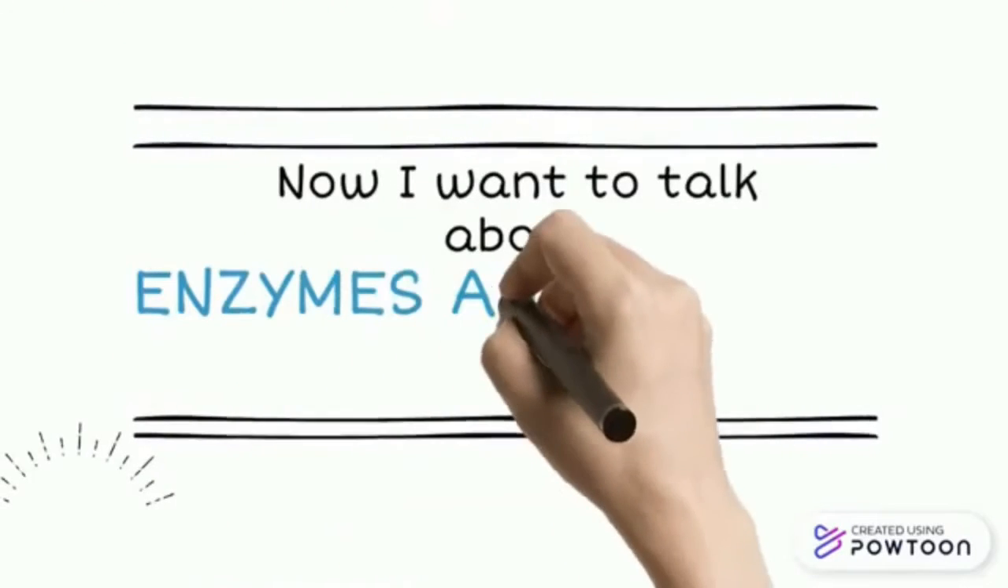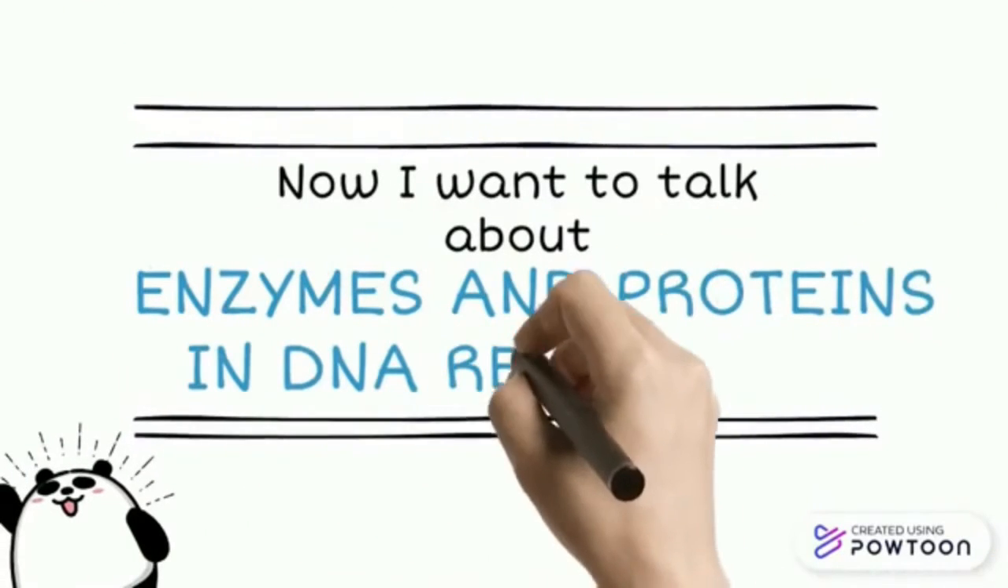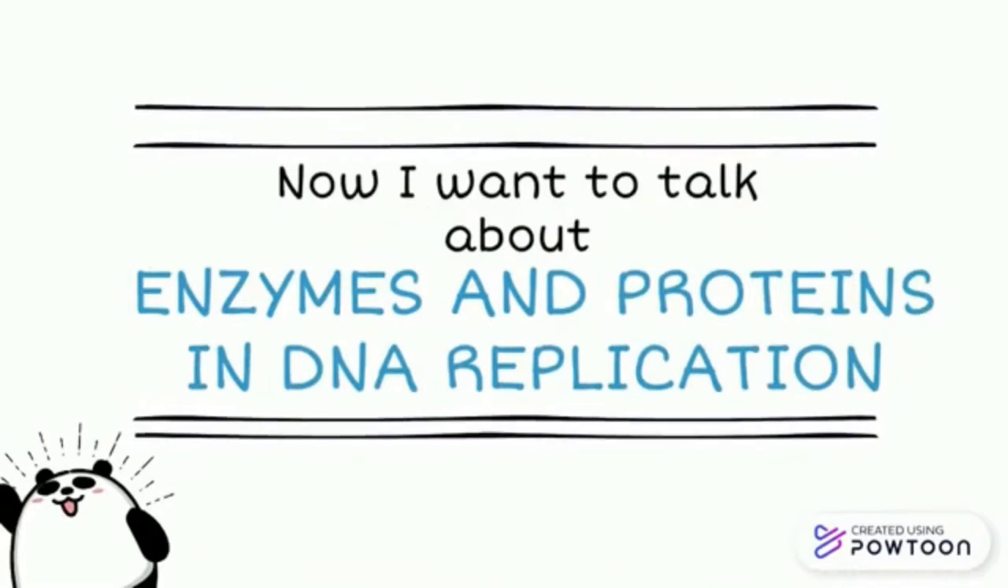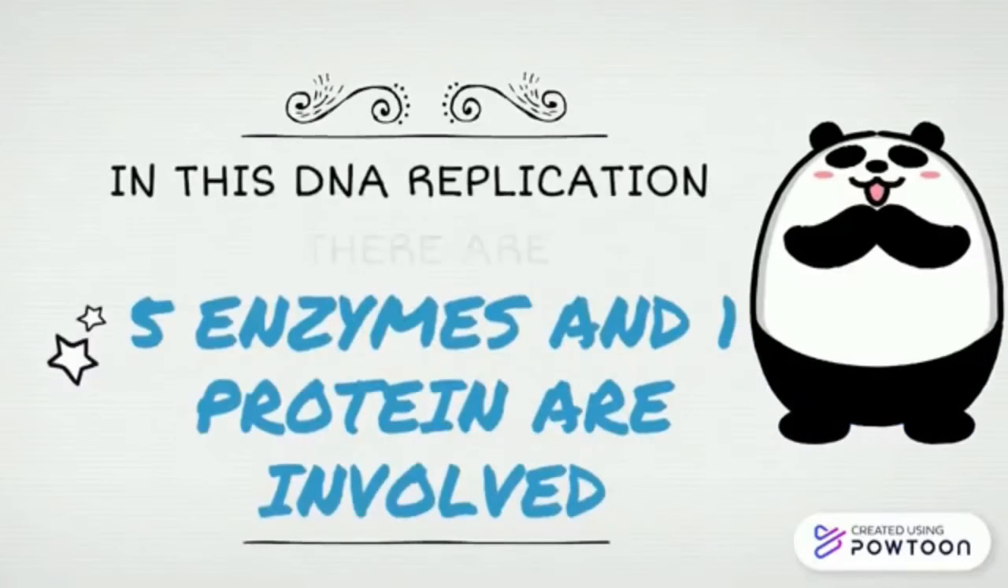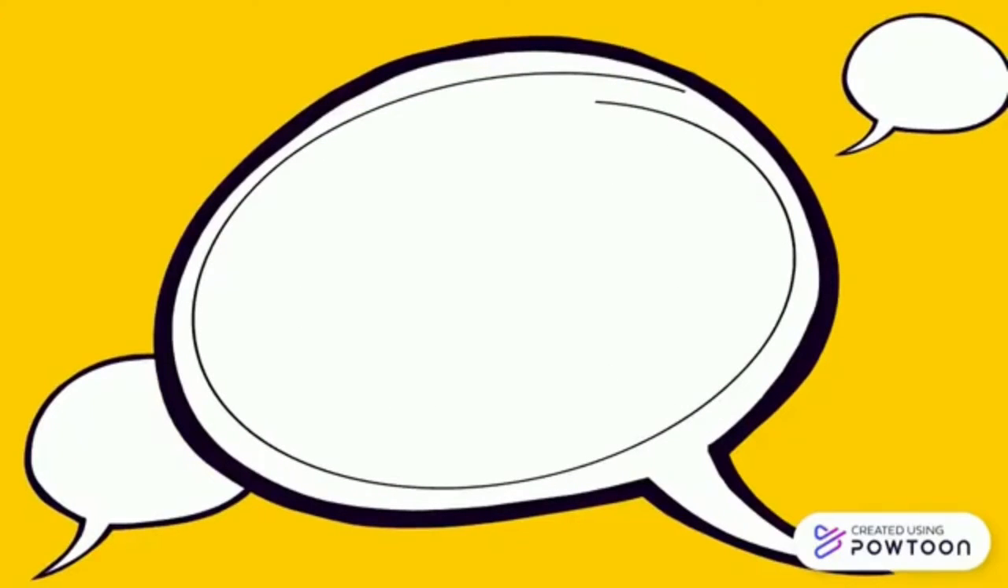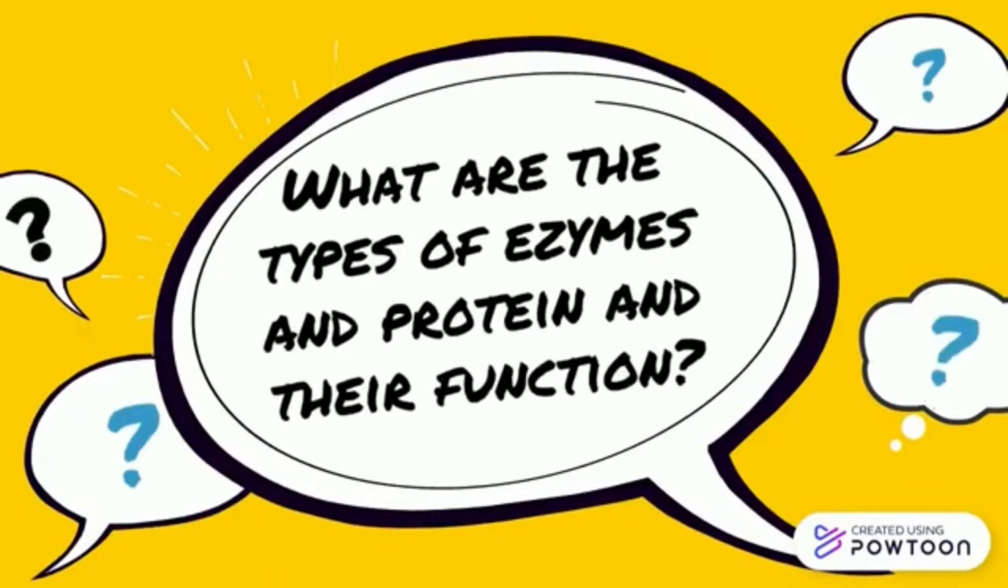Now, I want to talk about enzymes and proteins in DNA replication. In DNA replication, there are 5 enzymes and 1 protein involved. So, what are the types of enzyme and protein and their function? Let's go and talk about it.